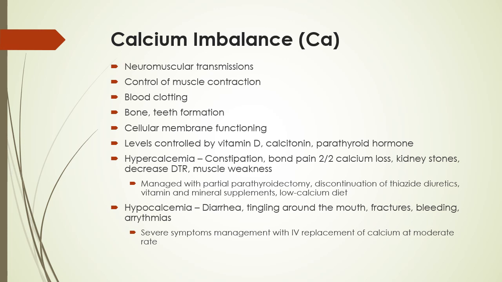Hypocalcemia, you end up with diarrhea, tingling around the mouth. Fractures. You don't have enough calcium. Calcium starts coming out of the bones, they're weakened, and blood clotting becomes an issue, so they're prone to bruising and bleeding, and you can have arrhythmias. It shows up in your heart.